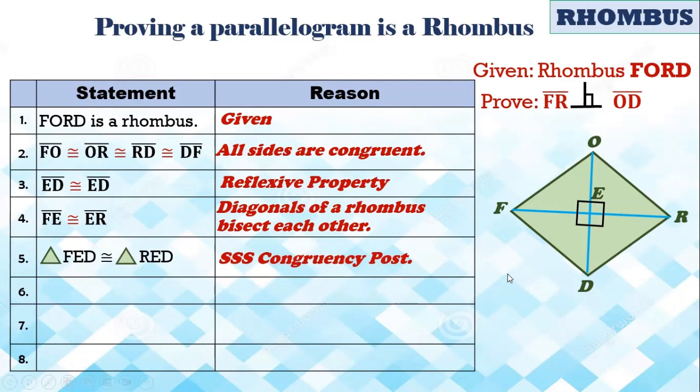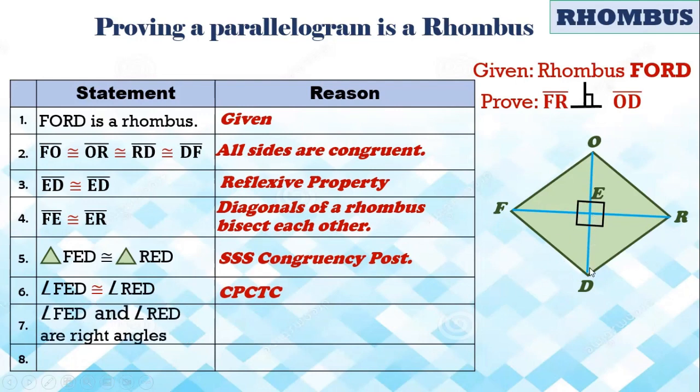Next, since triangle FED and triangle RED are congruent, we can now say that angle FED is also congruent to angle RED. What do you think is the reason? Corresponding parts of congruent triangles. And then since angle FED is congruent to RED, we can say that angle FED and angle RED are right angles. Why do you think so?